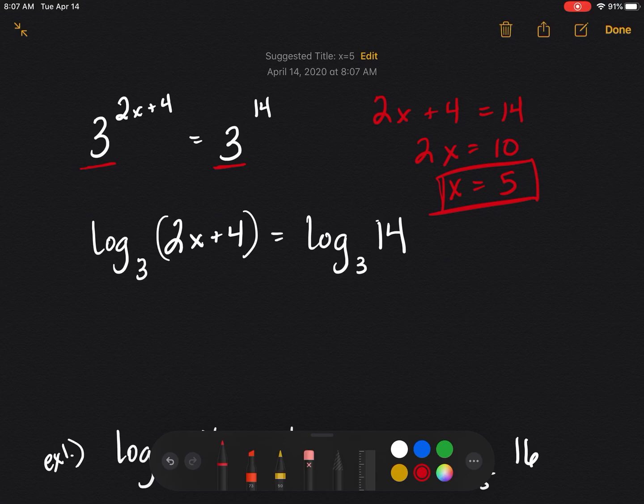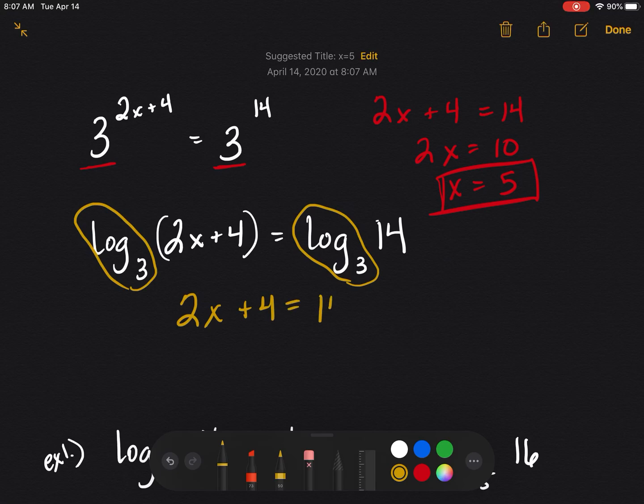If our bases are the same, such as they are here, then we can set the answers equal to each other and solve, which is just the same equation as up above. So that's what we would get. But we have to have it in that form.